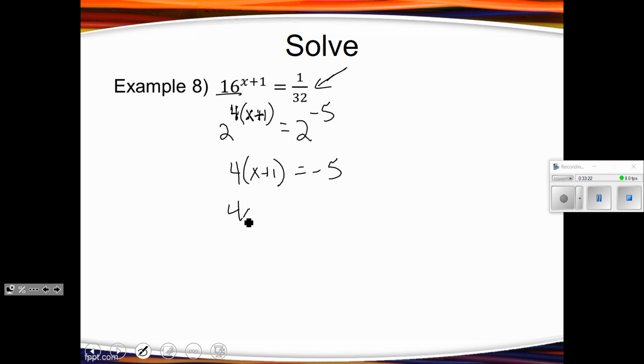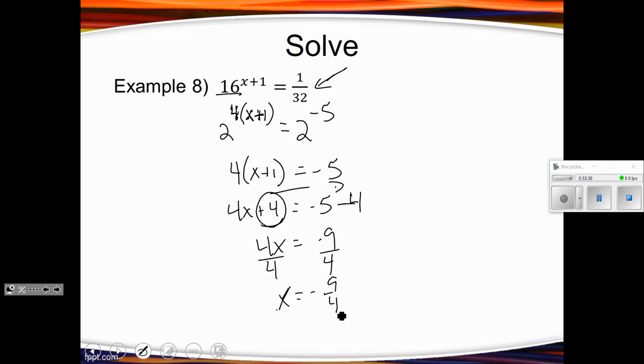And then 4x plus 4 is equal to negative 5. And I move this over and subtract 4. 4x is equal to negative 9. And we divide by 4. x is equal to negative 9/4.